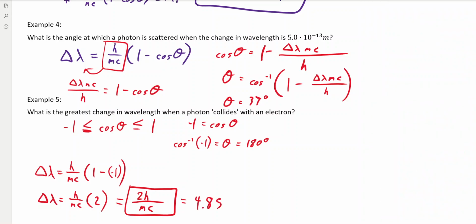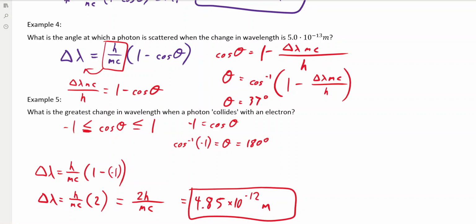So 4.85 times 10 to the negative 12. And so 3 sig digs because the values in there are 3 sig digs. Like the mass of an electron is 9.11, so that's 3 sig digs. And that's meters. So that would be our final answer, although you could certainly convert that to picometers. So 4.85 picometers also works.